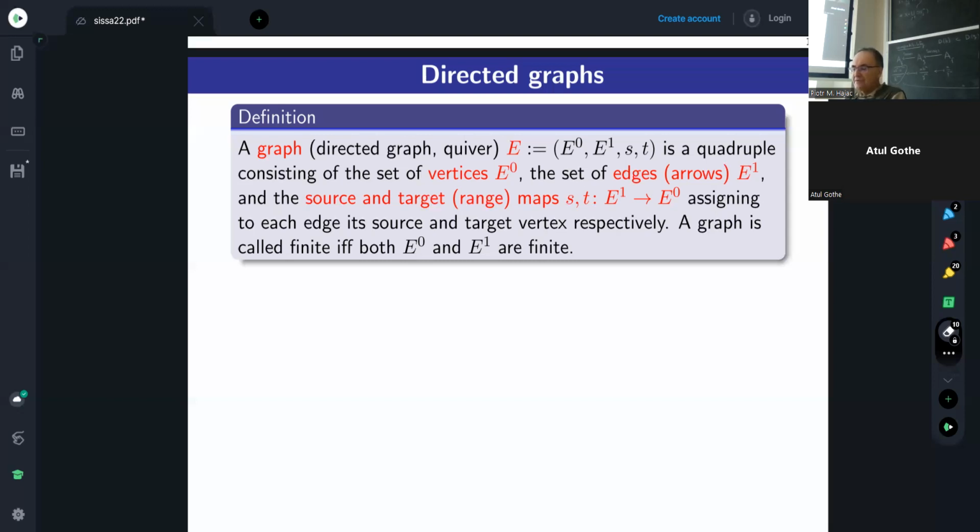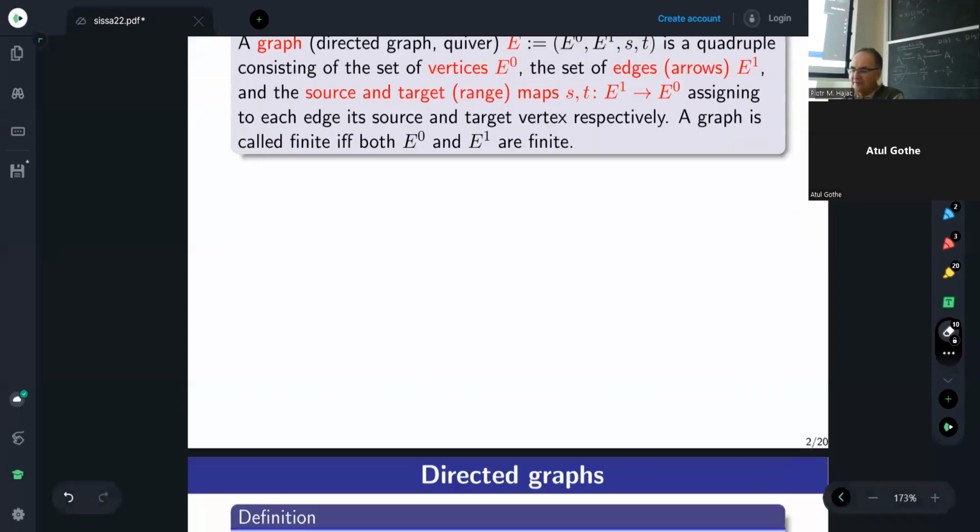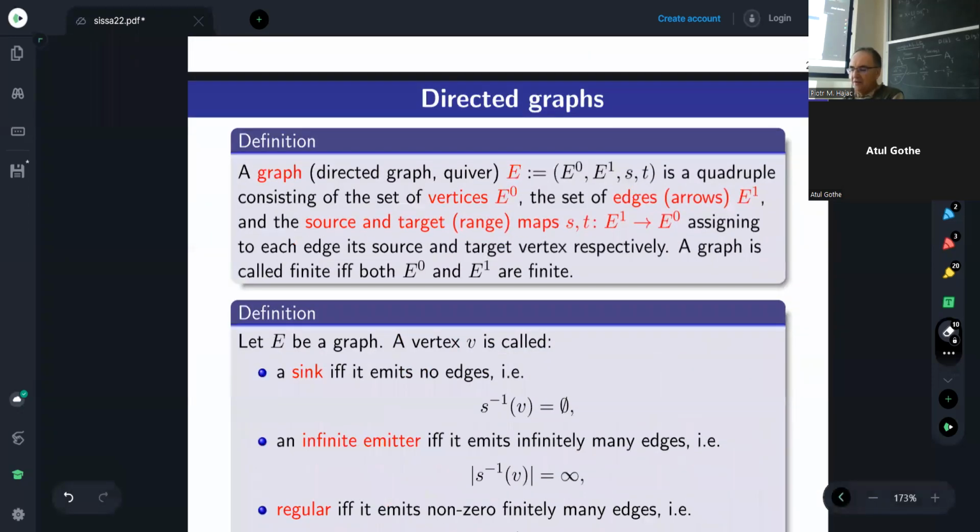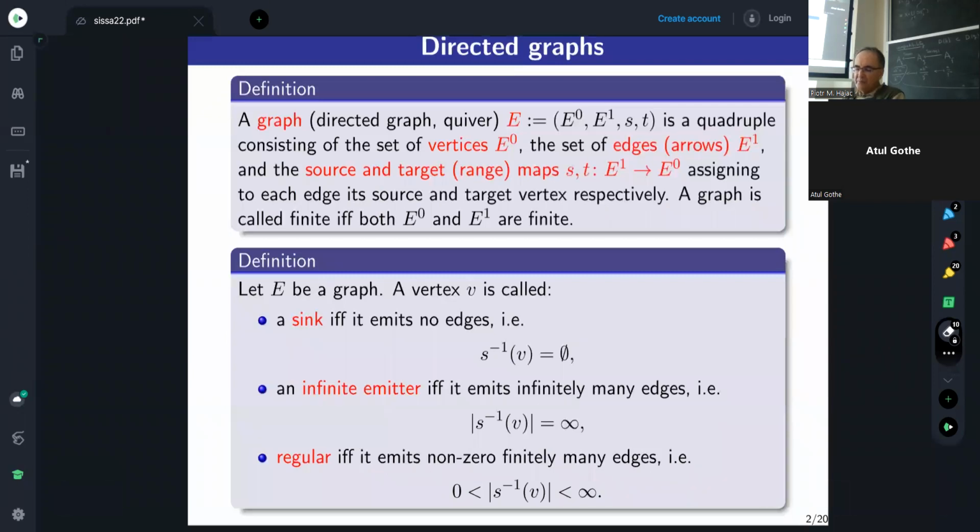Of course, as you can imagine, a graph is called finite if both sets E^0 and E^1 are finite. If any of them is infinite, then you say that a graph is infinite. Now, at this moment, it doesn't look very motivated, but we will desperately need it when doing graph C*-algebras. We need to have three definitions about vertices. So first, a vertex is called a sink if it emits no edges.